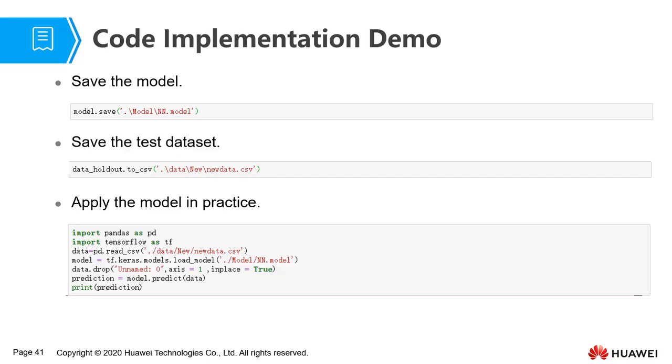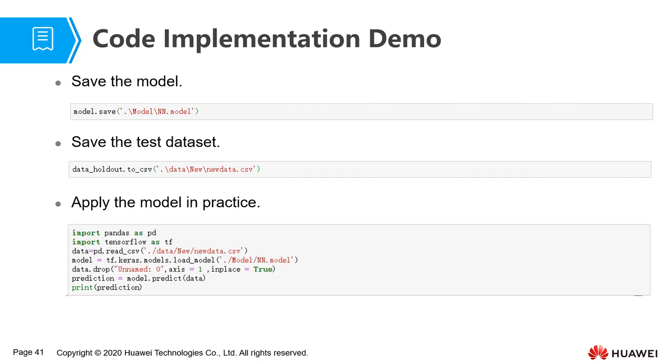Before applying a model in practice, you need to import the required packages. One is Pandas, and the other is TensorFlow. We need to read the data we want to predict. Call the saved model by using the load_model function in Keras. Then delete the first column. The predict function is used to predict data. We can also print the prediction results so that we can apply the model. About how to run these codes in ModelArts, you can follow the last video I told you.